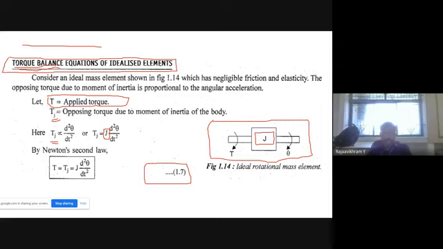So what is the second element? First we discussed the moment of inertia J. What will be the second element of the mathematical model? What is the next element for the mechanical rotational system?